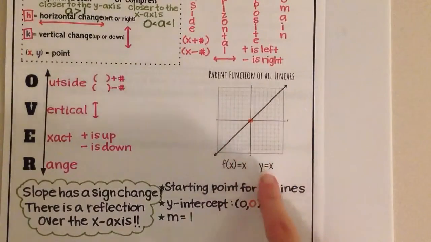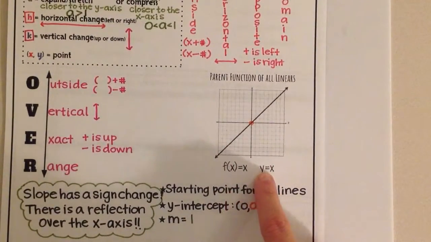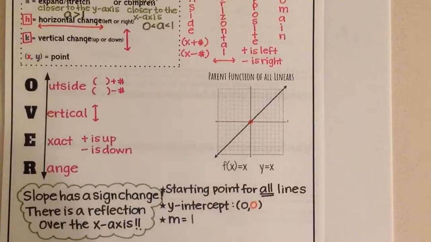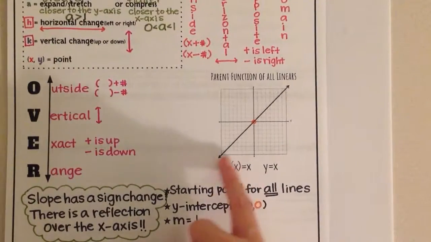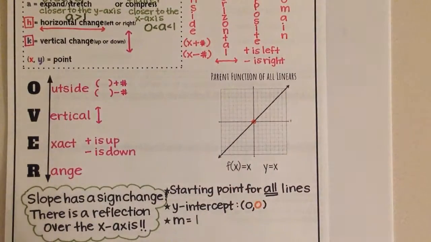Now, if you look at your equation, you've got y equals x, you also have f of x equals x. Those are the same equation. I want to show you f of x because I want you to start re-familiarizing yourself with function notation because it's going to start coming back and you need to be able to recognize it. It's just another name for y.